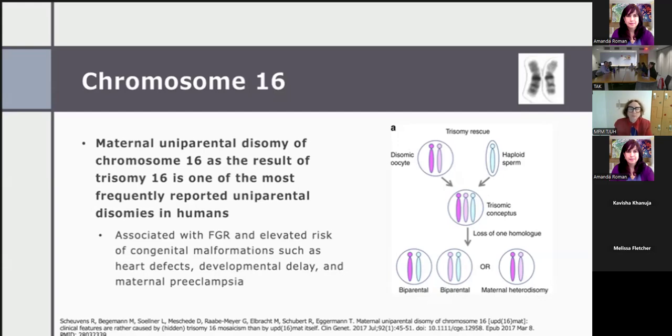Maternal uniparental disomy of chromosome 16 is also actually one of the most frequently reported uniparental disomies in humans, but a consistent phenotype is not obvious. There is, however, an association with fetal growth restriction and an elevated risk of congenital malformations, specifically cardiac defects, developmental delay, and maternal preeclampsia. Paternal uniparental disomy, however, has not been reported to have a clinical consequence.